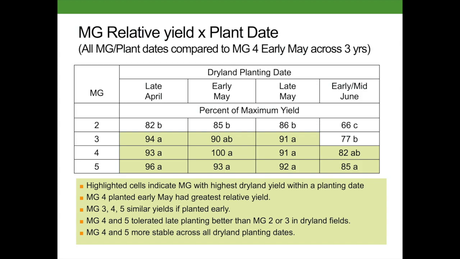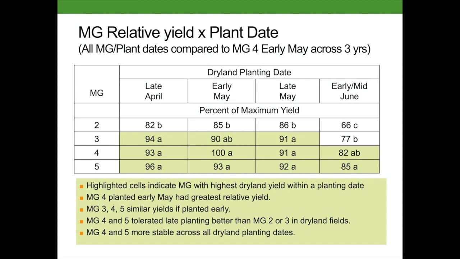And, within a planting date, if the cell is highlighted, it basically just says that those maturity groups performed the same for that planting date. We compared everything again to a group 4, but our maximum yield with this particular data set was a group 4 bean planted in early May. So everything else is compared to that percentage-wise.